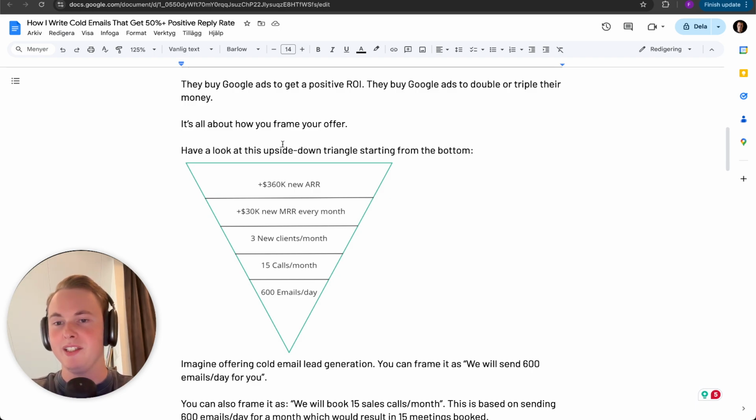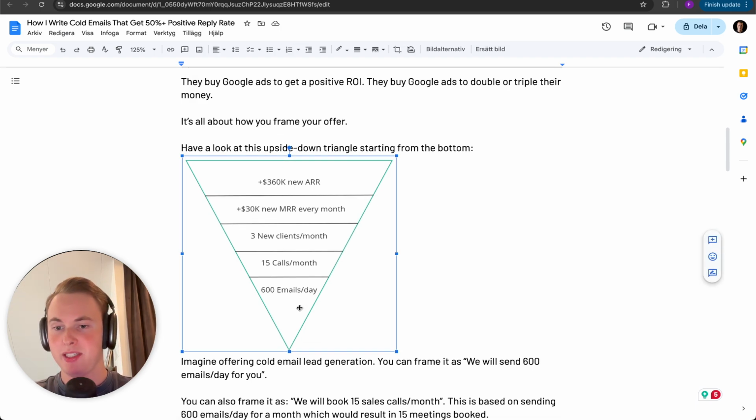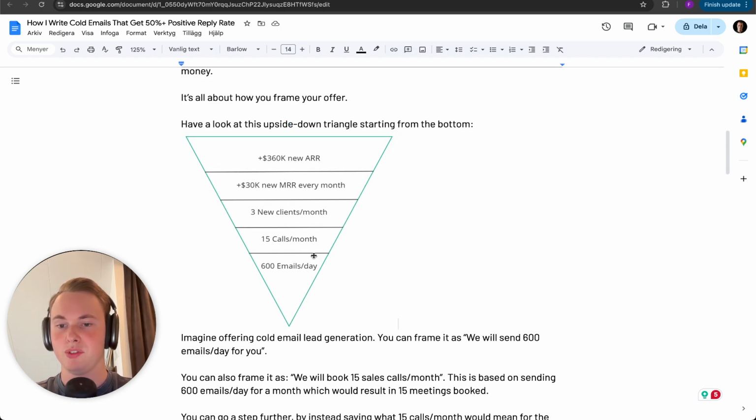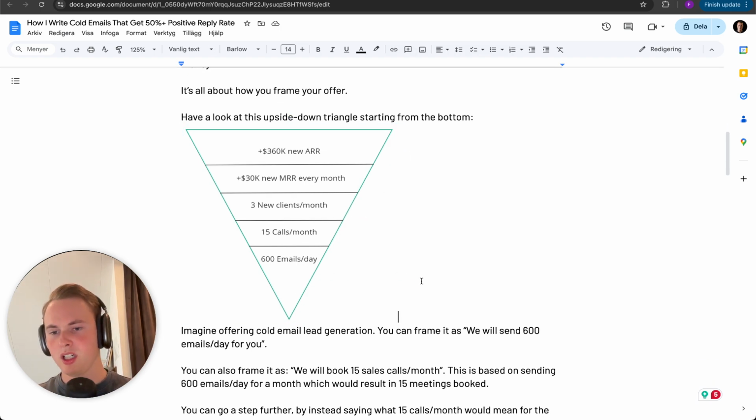So you also want to explain your offer in an obvious way so that it makes sense, because you don't want to confuse them. But basically, how this upside down triangle works is if you start at the bottom, if I would offer cold email lead generation, for example, you could frame the offer as, we will send 600 emails a day for you, but that's super generic. It's a great example of what a vitamin offer is, because it doesn't have a clear outcome or anything like that. Or you could frame it as, we will book you 15 calls every month.